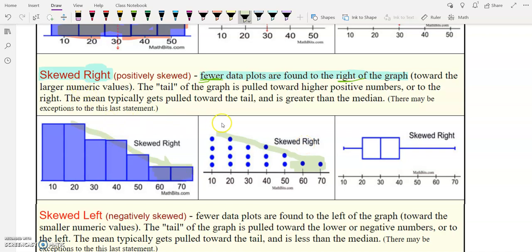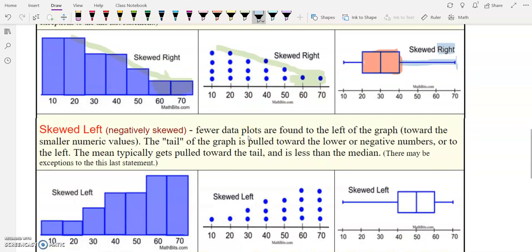So the histogram and the dot plot look kind of the same again, but the box plot is a bit different looking. So for a skewed right box plot, you're going to see the box be on the left over here. So this is the box. The box is on the left, and then you have this long whisker on the right, and that means it's skewed to the right. So you're just going to have to remember the shapes. Remember the shape that it makes.